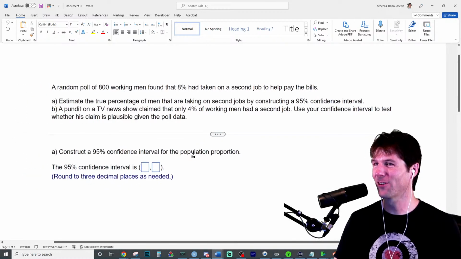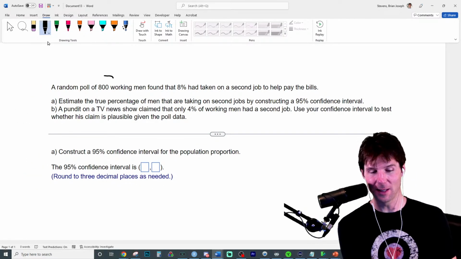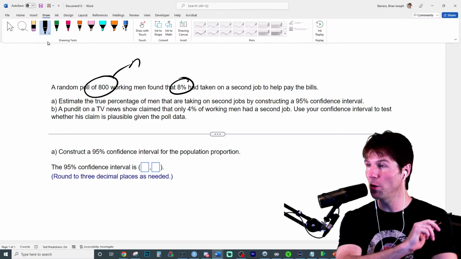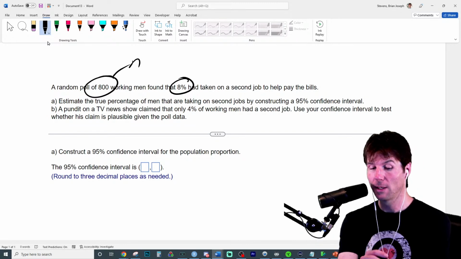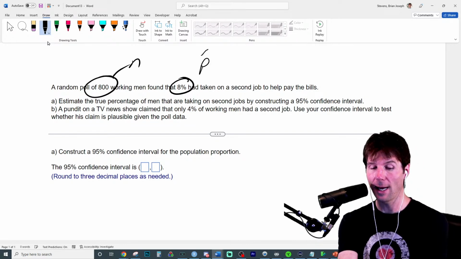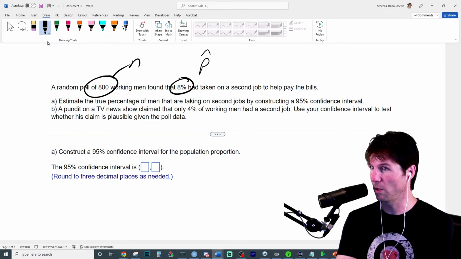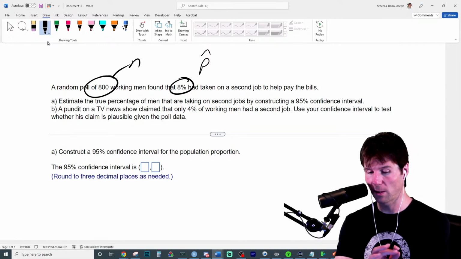Here's our question right here. We got a random poll of 800 people. A lot of people get this one. This is going to be the sample size. And in the poll, they're asking, do you have a second job? So it's a categorical question, and this is the proportion of people in the sample. Now be careful. This is p hat because it's a sample proportion, not p. P is the truth. It's what we would want to understand right here. It says estimate the true percentage. So we're going to have to estimate the true proportion using a 95% confidence interval.